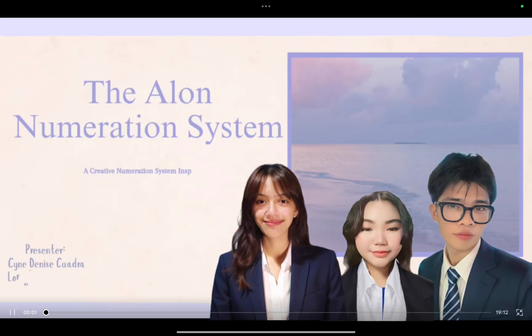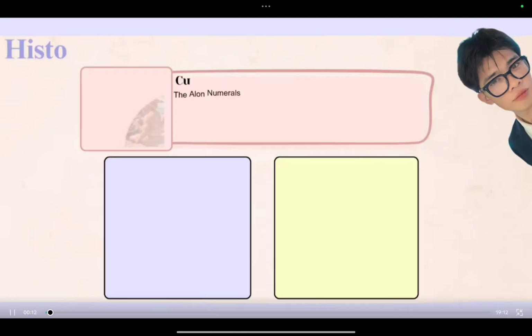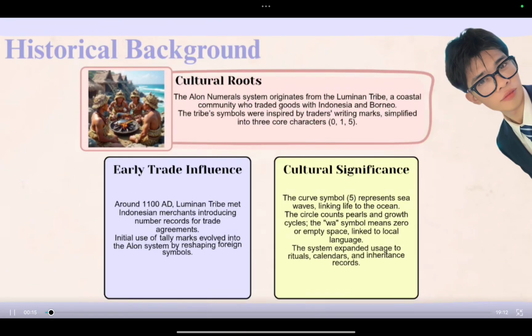Good day everyone. Today, we are going to present our project entitled the Alon Numeration System, a creative numeration system inspired by Baybayin symbols. Our numeration system is called the Alon numerals, rooted in the Asian traditions of the Luminian tribe, a coastal and river-based community.